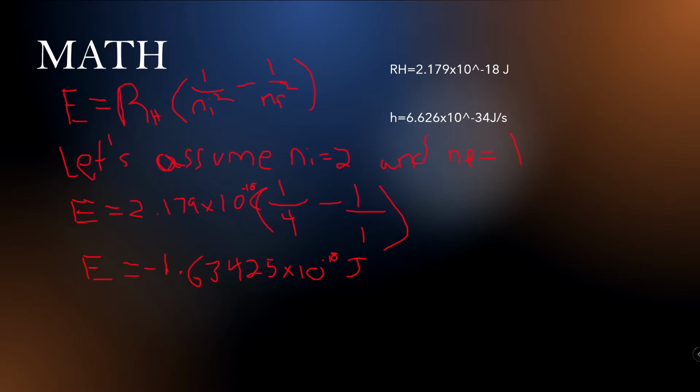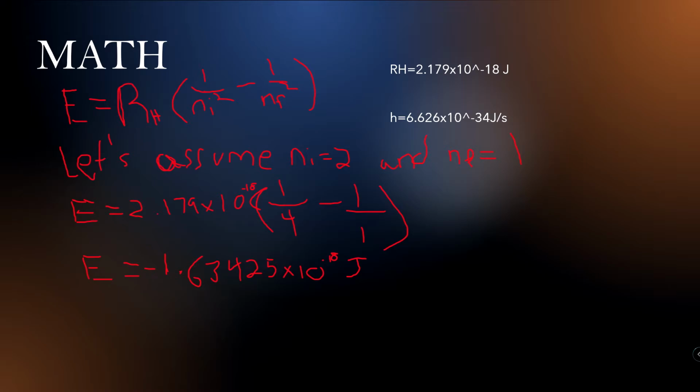So in this situation, I don't need to get into it, but let's just assume your Ni, which is your initial energy level, is equal to 2. That's your quantum number. And Nf, that's a bad F, I understand, is equal to 1. Using this equation, we can just plug in everything we already know. There you go. We get E is equal to negative 1.63425 times 10 to the negative 18th.